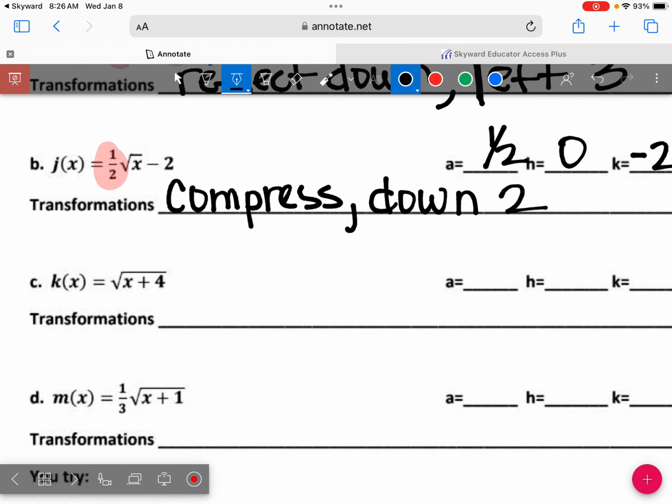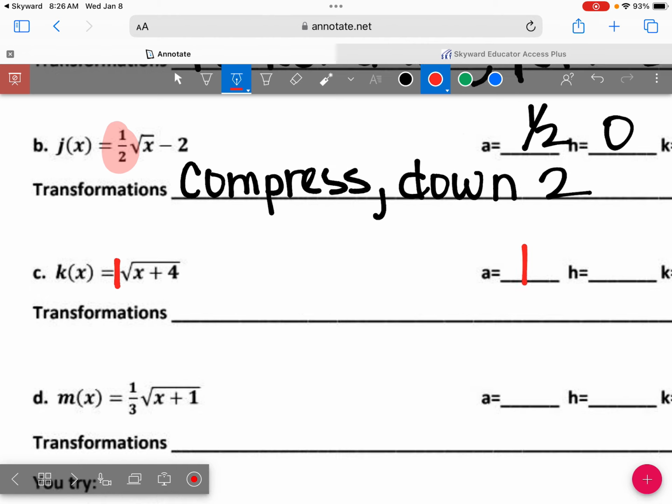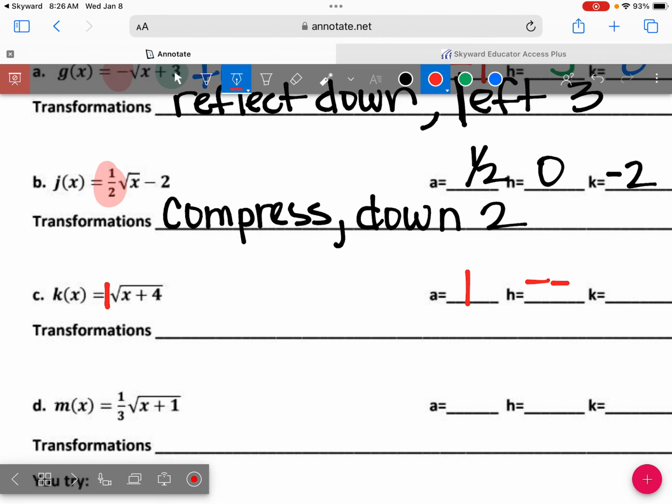All right, let's look at question C. When you don't see a number for A, that means that A is 1. Your H value is what's under the hood, but you flip the sign. So instead of a +4, I'm going to put a -4. And then there's no number in the back, so that means it's 0. So the only change that's going to happen, because A is 1, doesn't change anything. But the H value is -4, so it does move the graph left 4. That one only has one transformation.